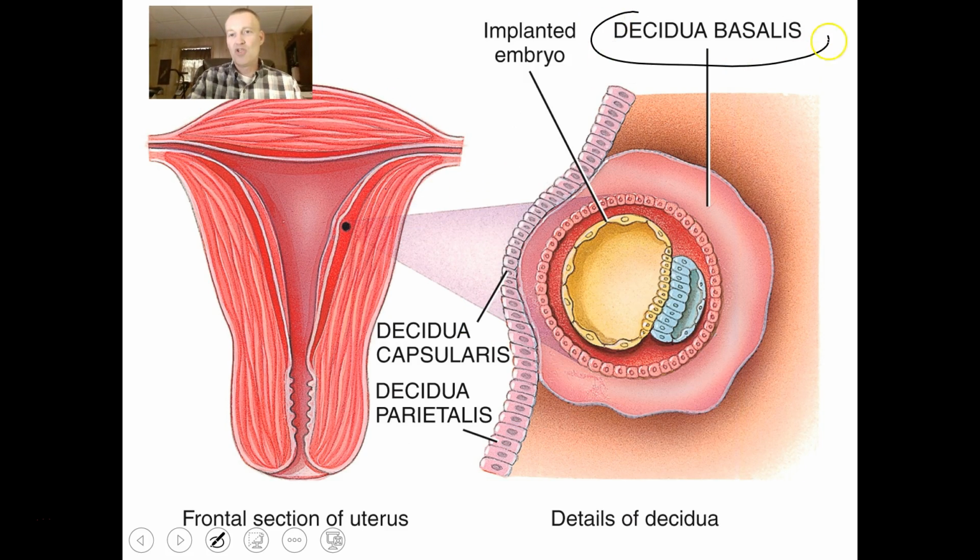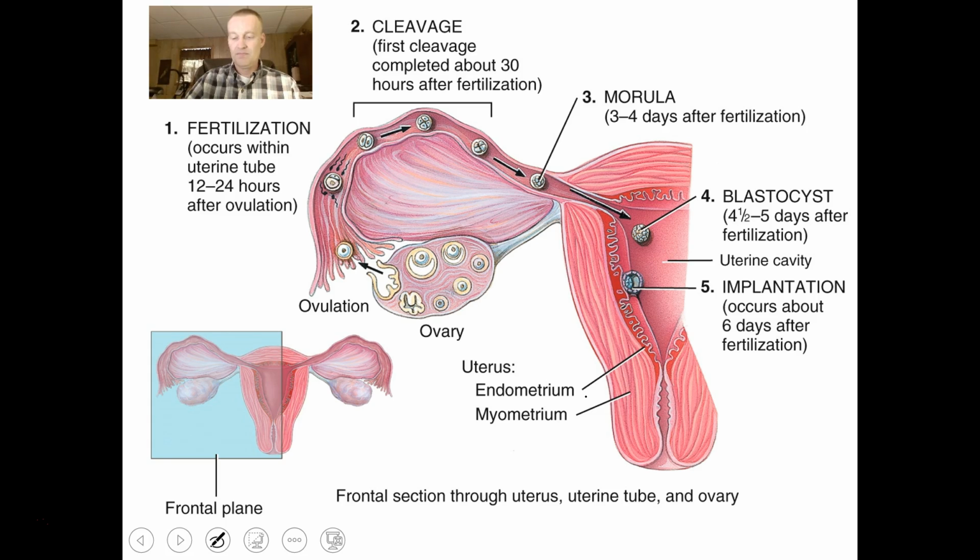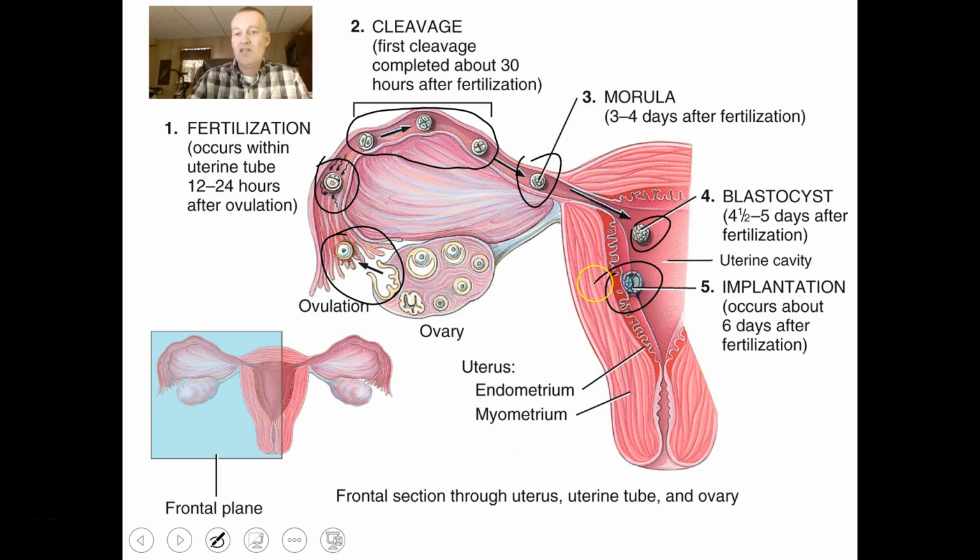And this just shows you decidua basalis, decidua capsularis, and decidua parietalis. So those are in different regions depending upon where they're located. And just to keep you up to speed as to what's happening, we had ovulation, we had fertilization, then we had cleavage, making smaller and smaller cells, the morula, the blastocyst, and then we had implantation. This occurs 6 days after fertilization. Okay.